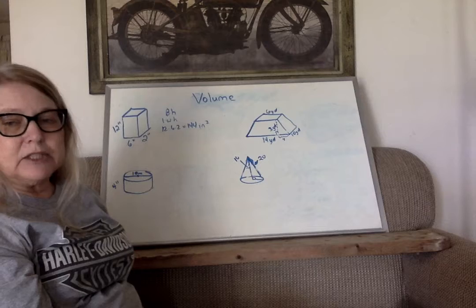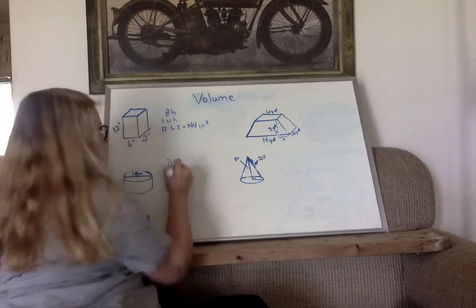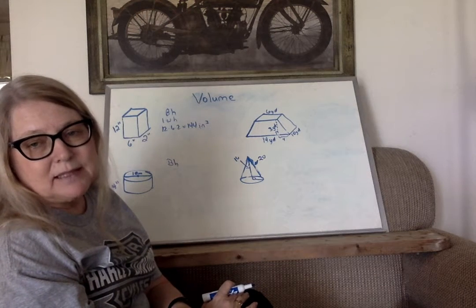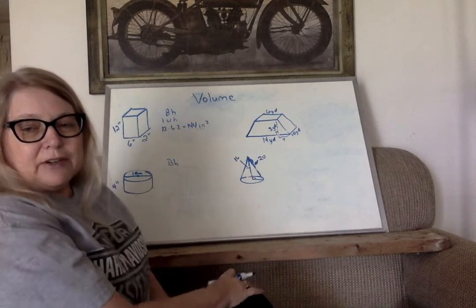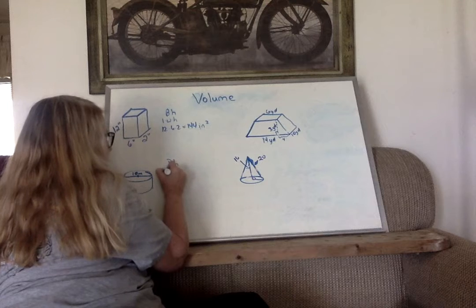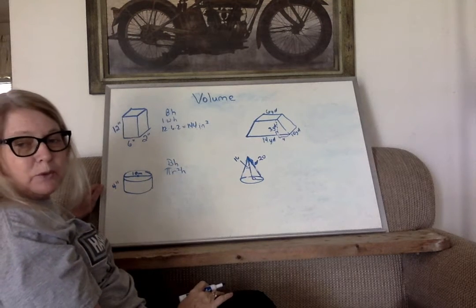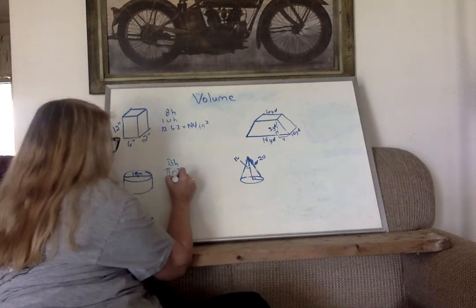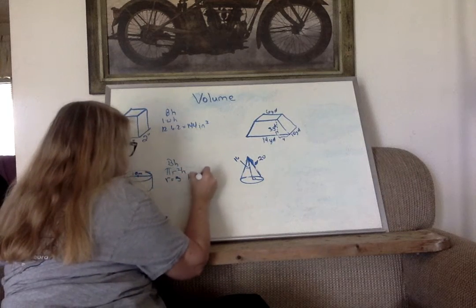Okay. Cylinder, pretty much the same. Area base times height. But what are the top and bottom in this case? What are the bases? They are circles, right? Circle area formula, pi r squared. So pi r squared h. So we need to know what the radius is. And in this case, it's 5. And the height, which is 4.